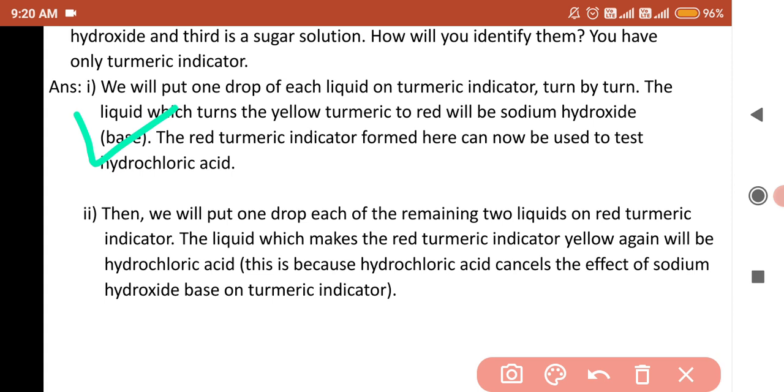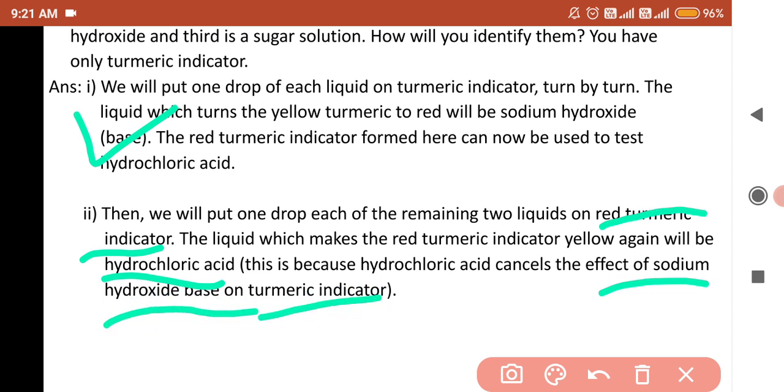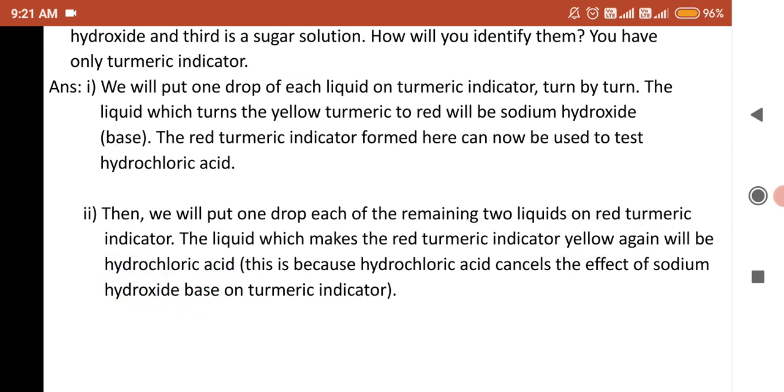Basic substance, which already contains what? Sodium hydroxide in it. That is why it changed the color from yellow to red, right? Because it contains sodium hydroxide now. The red turmeric indicator contains what? Sodium hydroxide in point number 2. So if you add hydrochloric acid to it, it will cancel the effect of sodium hydroxide base on turmeric indicator. That is why it will change the color of red turmeric indicator to yellow again. Okay, and this proves that you have added hydrochloric acid in point number 2.